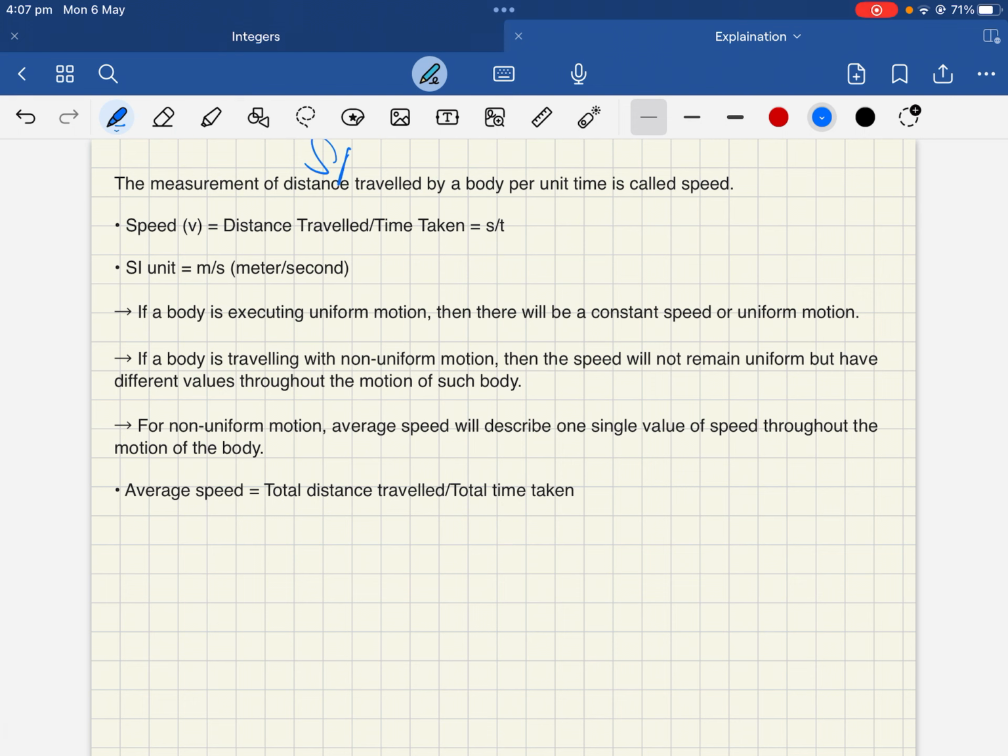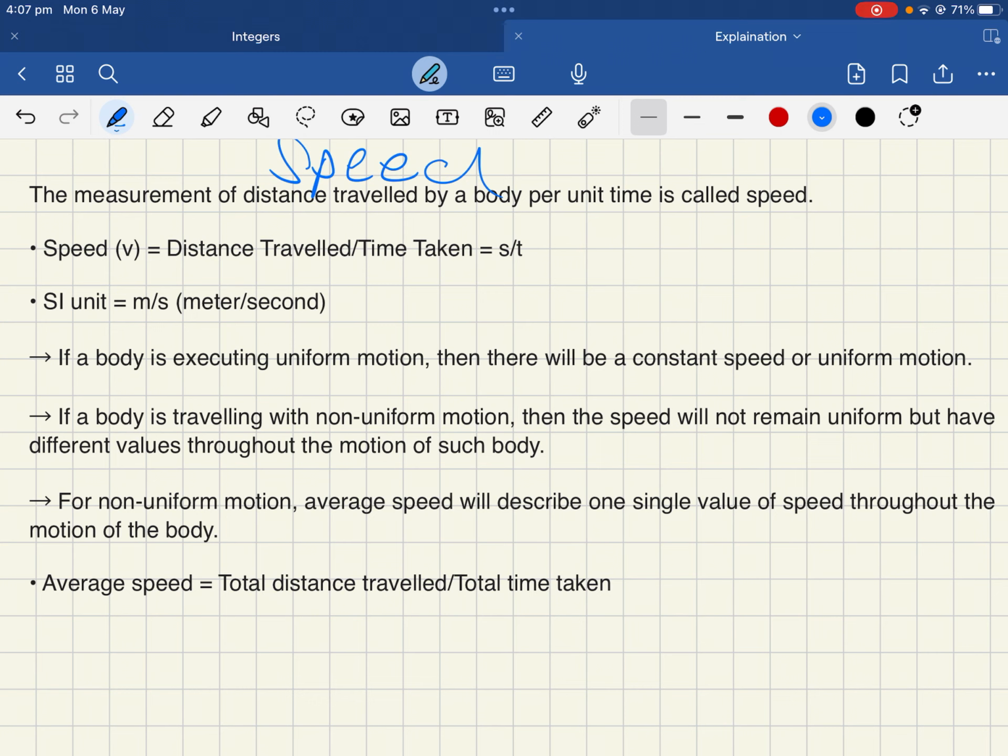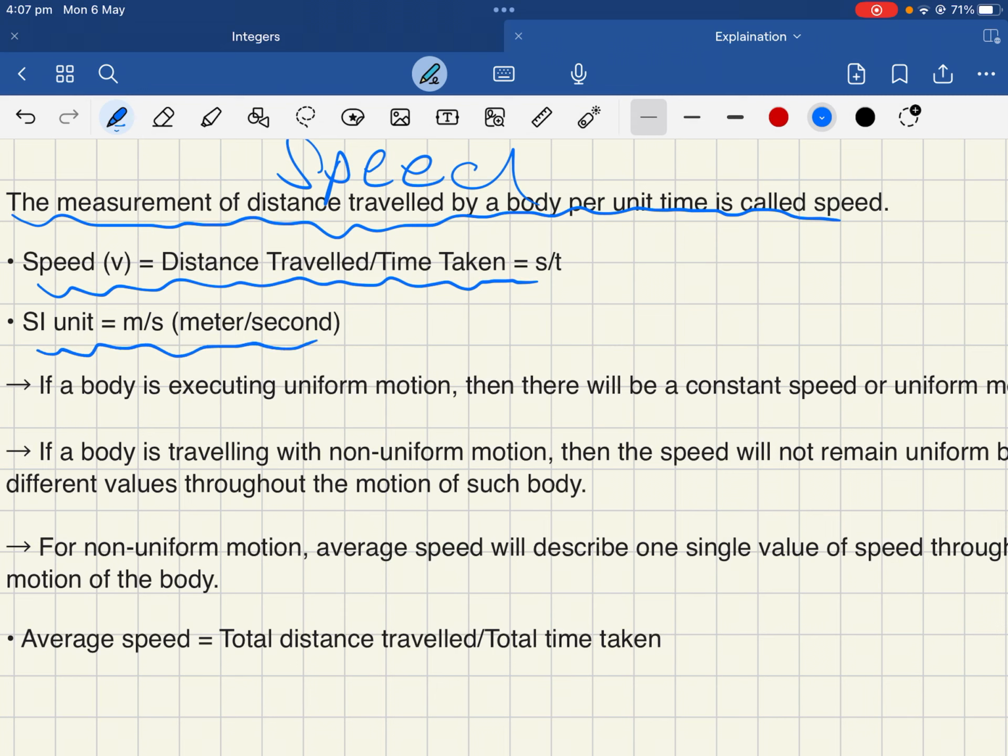Moving on, we have a lot of information about speed. Don't mug it up, understand it. I also want to tell you that the concepts of physics are easy to understand but hard to apply. So the concepts should be really clear and you should learn how to apply them. The measurement of distance traveled by a body per unit time is called speed. Didn't understand? Let me explain it again. Speed v is equal to distance traveled upon time taken, s = d/t. SI unit is meter per second.